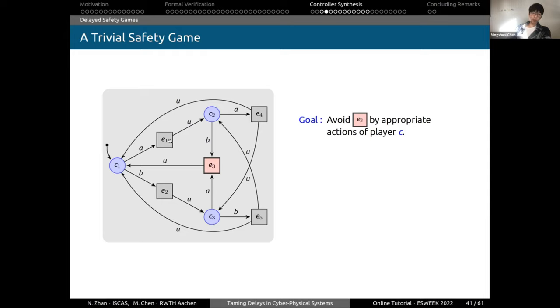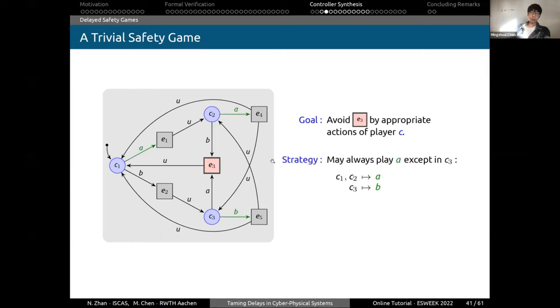and to encode the choice of the environment, we basically don't distinguish the choice of the environment. We always assign U here, which basically denotes uncertainty. So the controller itself has no information about which action the environment chose. And here's a special state E3, which is what we call an unsafe state. So basically the goal of the controller player is to avoid visiting such an unsafe state by appropriate choice of actions. So in the delay-free setting, everything is perfect.